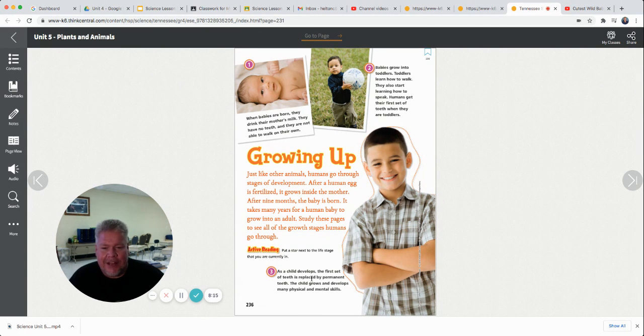As a child develops, the first set of teeth is replaced by permanent teeth. I bet you're about this boy's age. The child grows and develops many physical and mental skills. So I bet some of you have started losing your baby teeth, haven't you? And getting your adult teeth coming in because you're growing up.